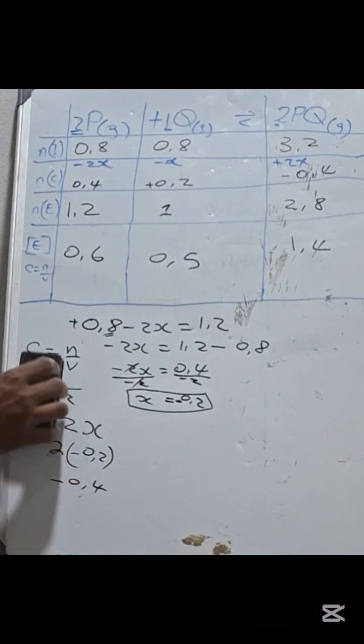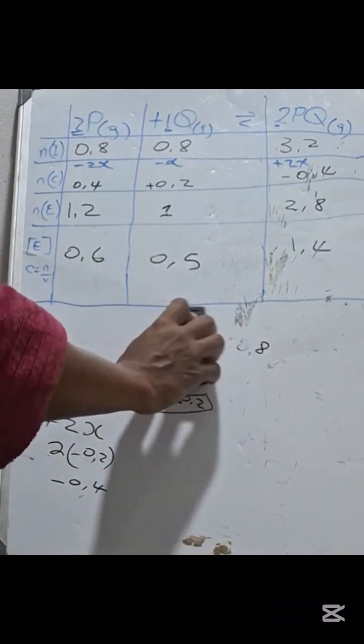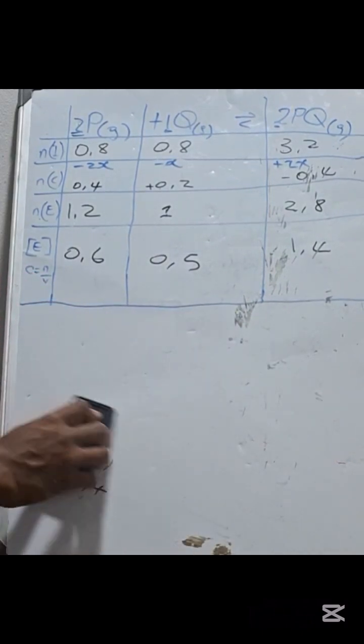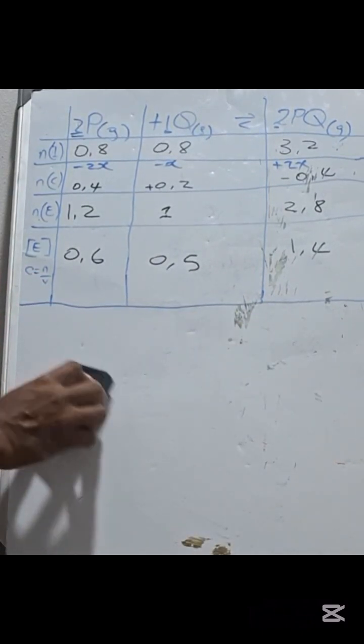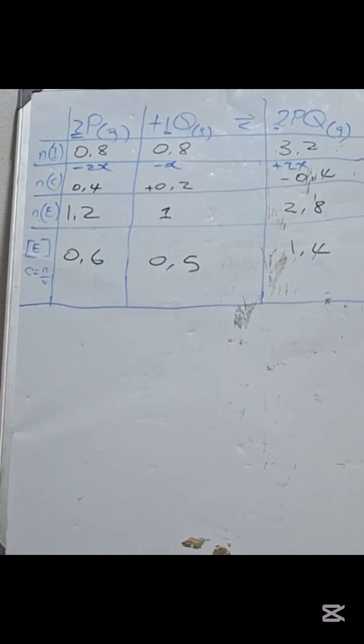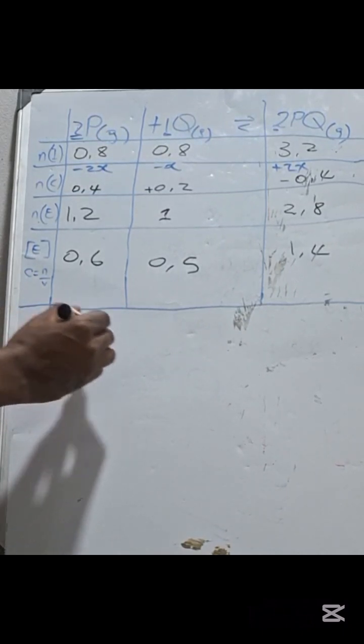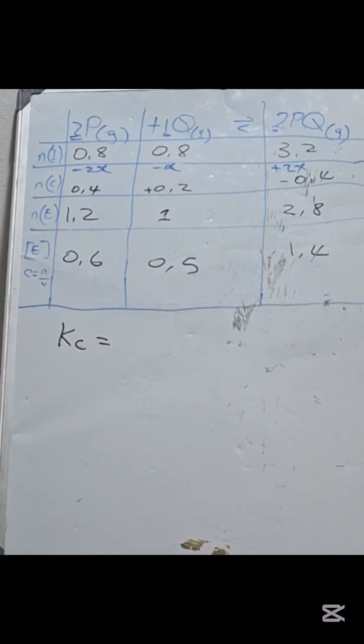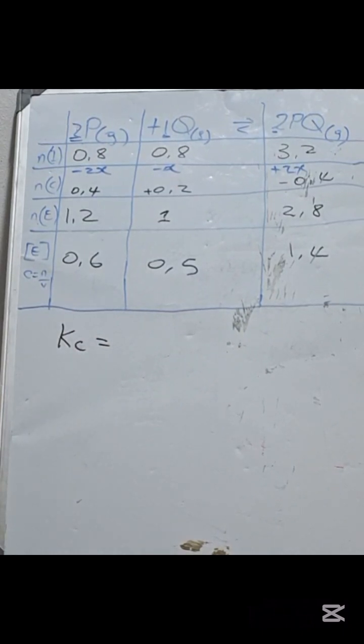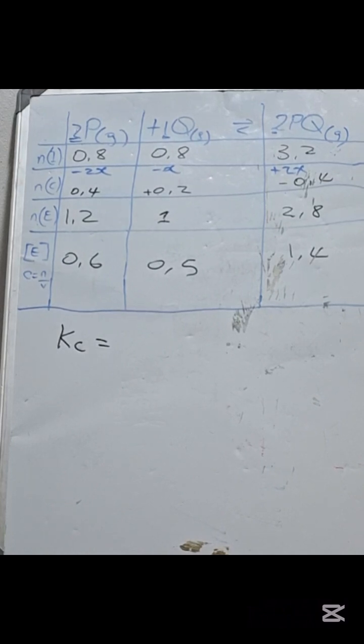Okay. So we are going to calculate the Kc value. So the first thing that we need is the Kc expression. Kc is equal to, first we need to look at whether there are solids and liquids, because in the Kc expression solids and liquids are not included.